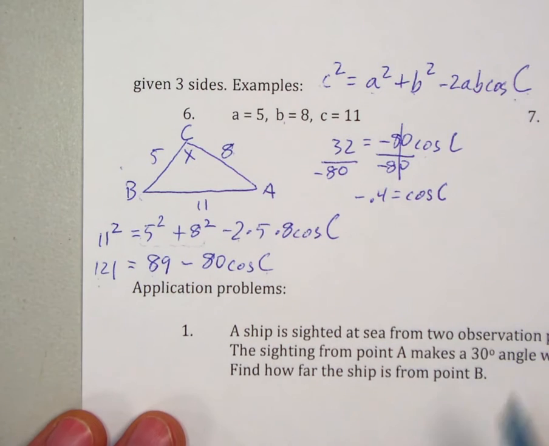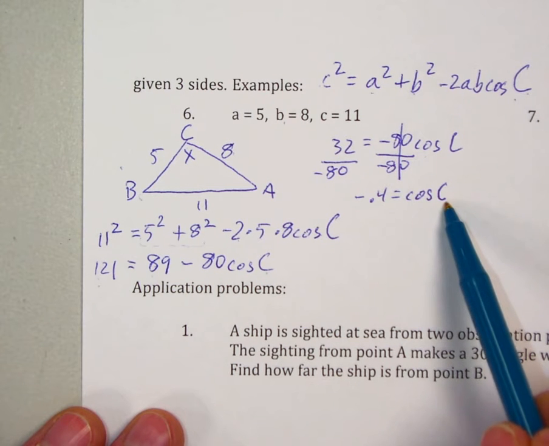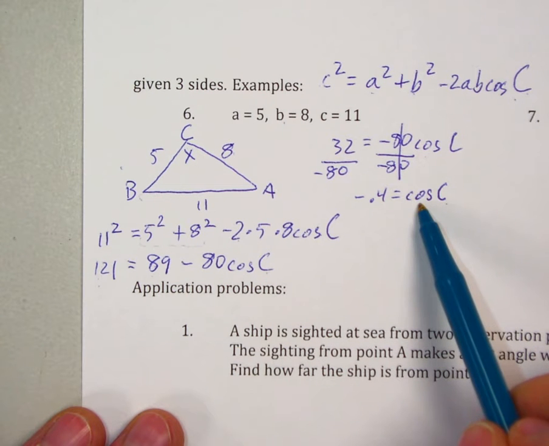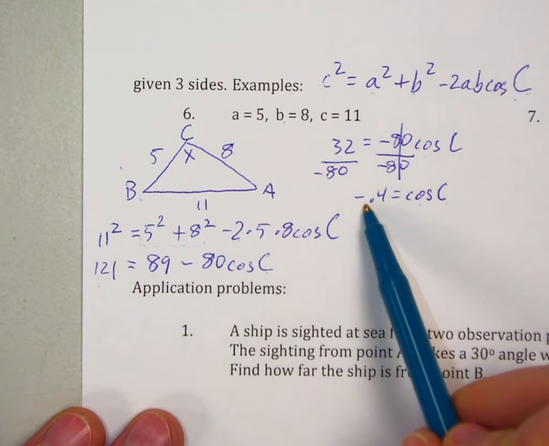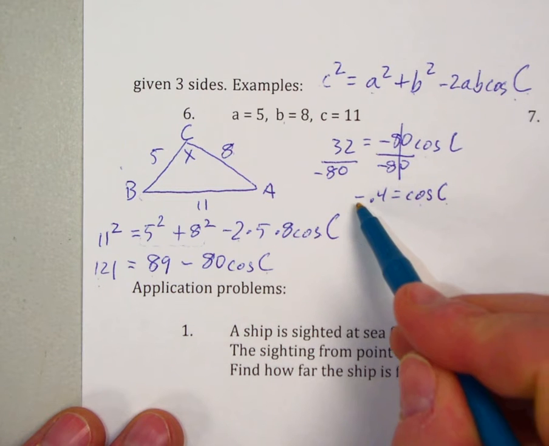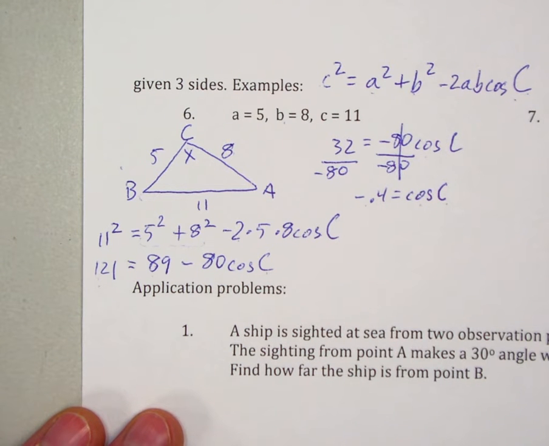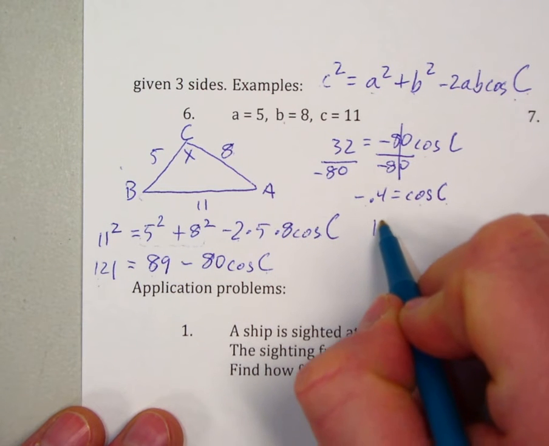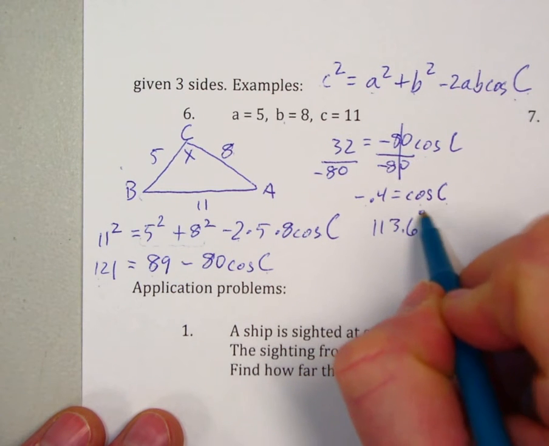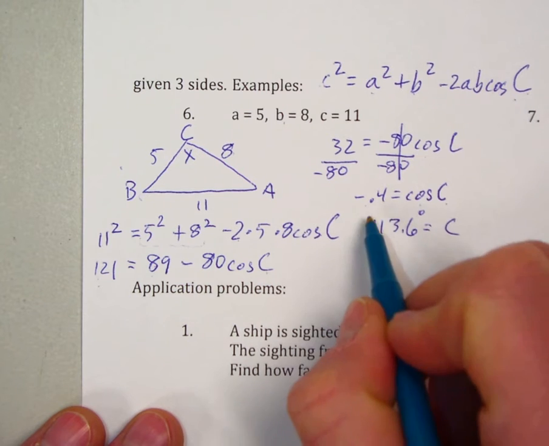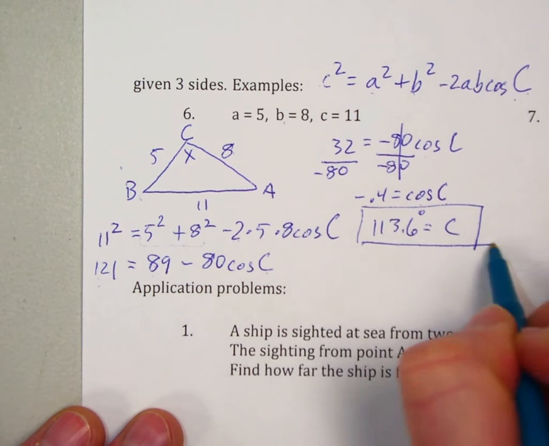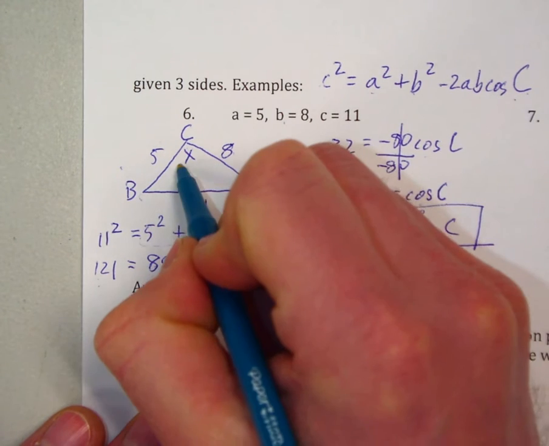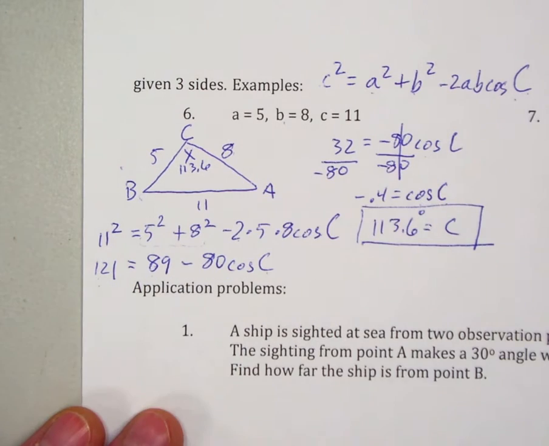The very last thing, if I want to get angle C all by itself, I'm going to inverse cosine here, and I'm going to inverse cosine here. So on my calculator, I'll do an inverse cosine of negative 0.4, and we'll call it a 113.6 degree angle. And you got it. So 113.6.